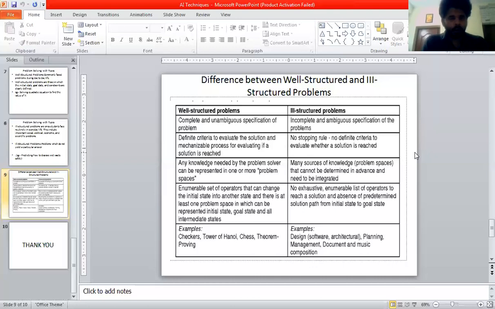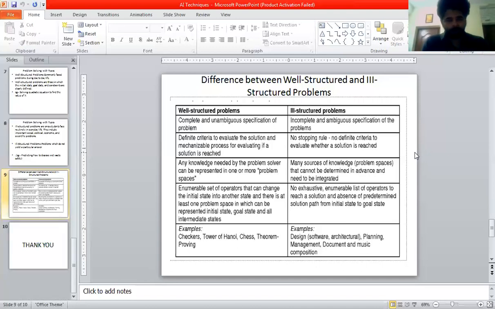The knowledge needed for the problem solver can be represented in one or more problem spaces. Here, in advance, they cannot determine properly in an unstructured problem. In a structured problem, a set of operators can be chosen from initial to final state, and they want to reach a particular format. But in an unstructured problem, they don't have an initial to goal state. Whatever state they choose from initial goal as well as final destination state will lead to a failure.